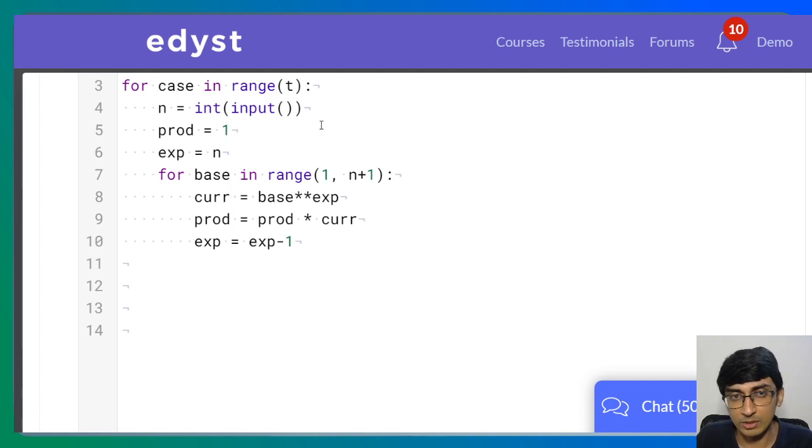That this is where all my product will go in, right? So current is equal to base raised to, so let's say 1 raised to 5, then 2 raised to 4, then 3 raised to 3, then 2 raised to 2, and then 1 and 5 raised to 1. Sorry, I messed that up. It's 1 raised to 5, 2 raised to 4, 3 raised to 3, 4 raised to 2, and 5 raised to 1. That's how this will go.